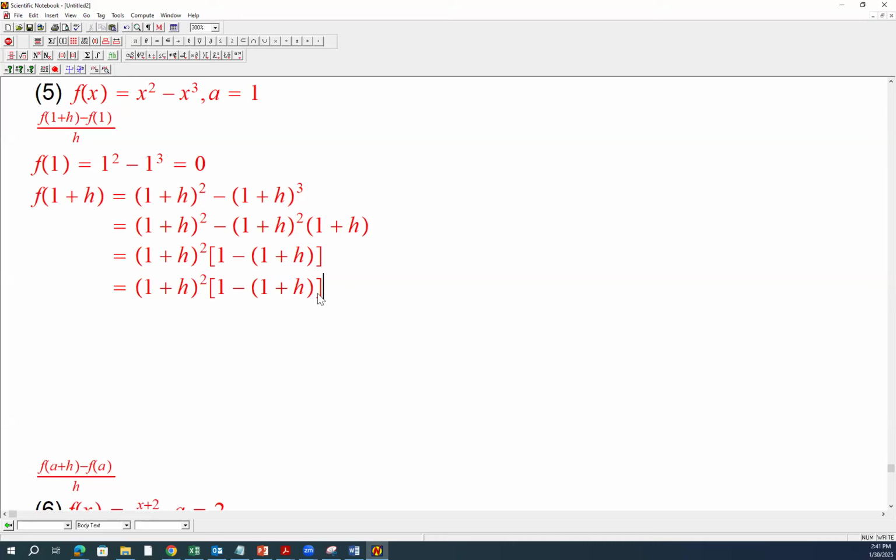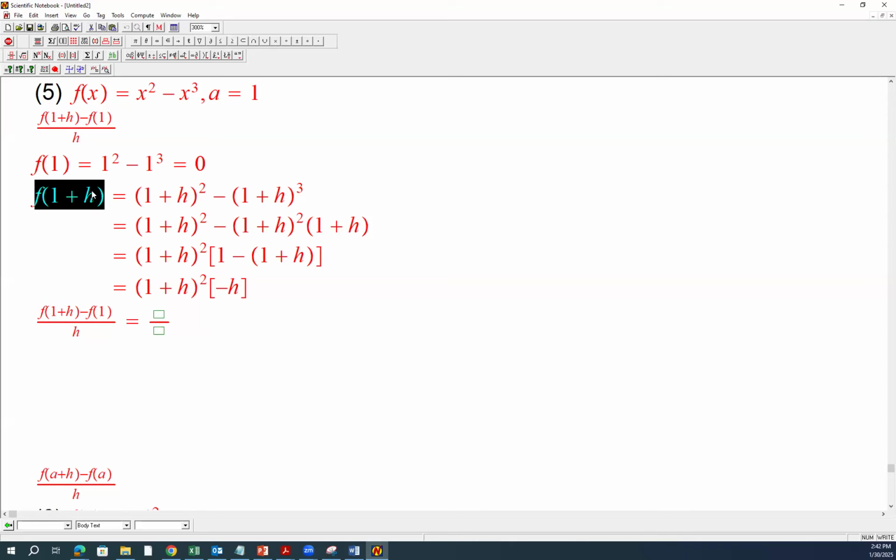1 minus 1, so we open the parentheses. So we have a minus h here. So the bracket will be left with minus h, right? And then we're going to plug in here. When we plug in here, f of 1 plus h is equal to this piece. f of 1 is 0, right? And h. And reduce it.